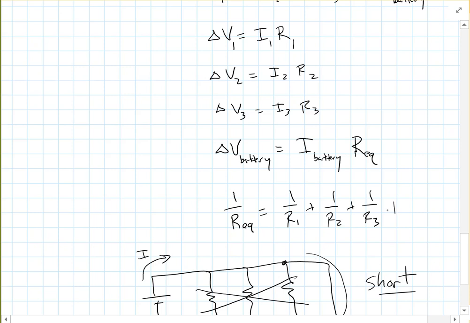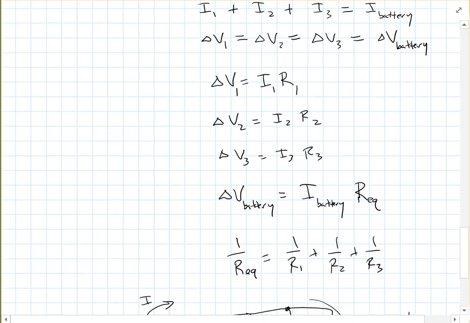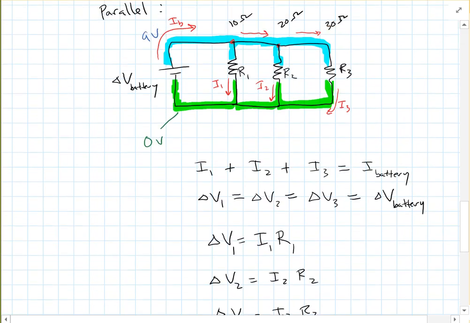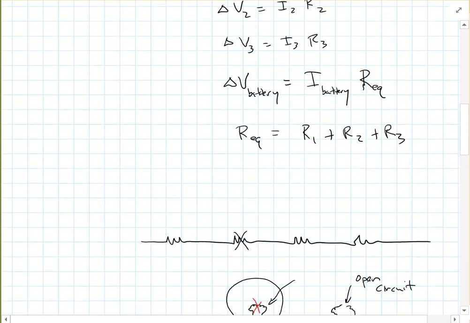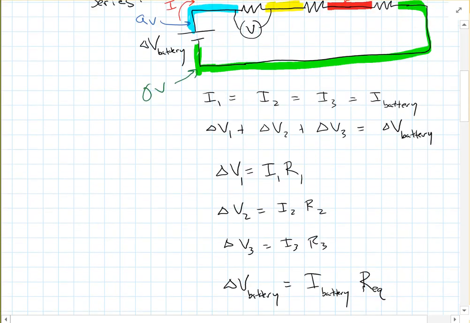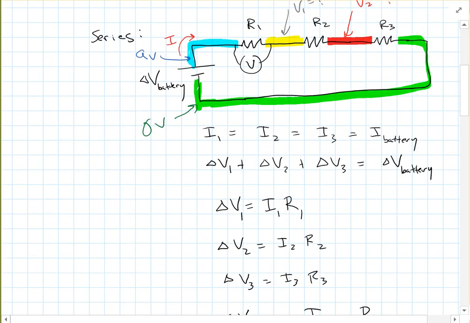And again, if you had more of them, you would just keep adding them here, but we only have three. Okay, so you will verify these seven equations. There's also a couple of graphs you'll make in this lab, and then you'll verify these seven equations for a series circuit, and then you'll verify them for a parallel circuit.